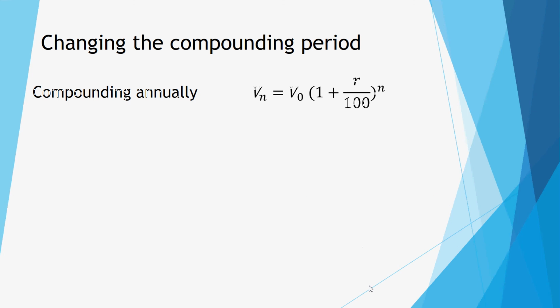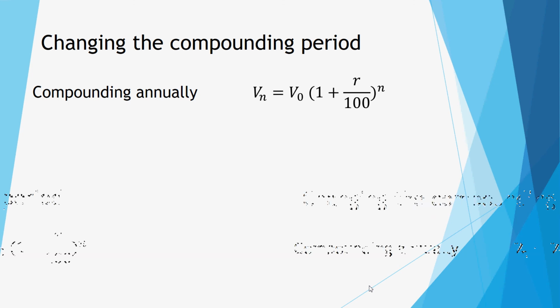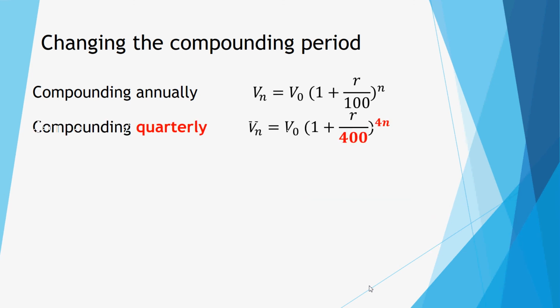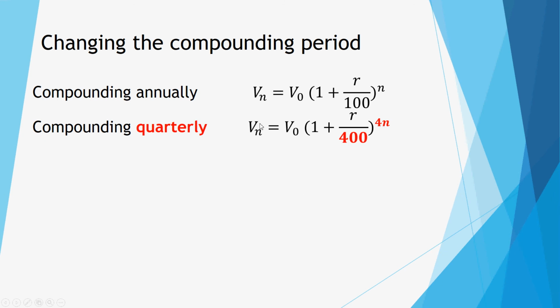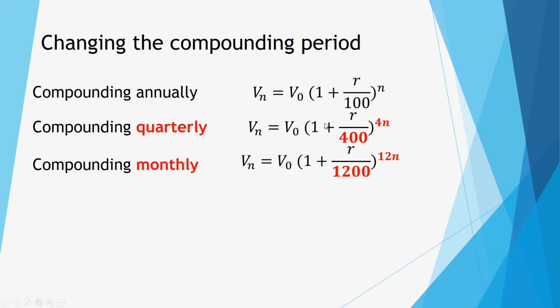A quick summary. There's our equation for our compounding annually. To make it easier, compounding quarterly means we take our annual rate and divide it by 400. We take our terms and times it by 4 because of the 4 quarters in a year. Compounding monthly, instead of dividing by 100, we divide our rate by 1,200 because of the 12 months in the year, and we multiply our terms by 12 also because of the 12 months in the year.